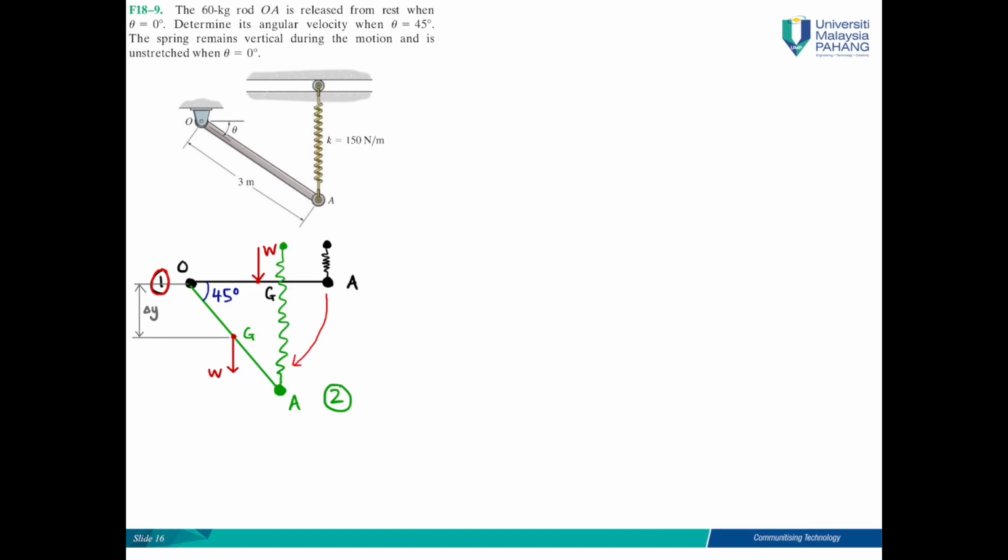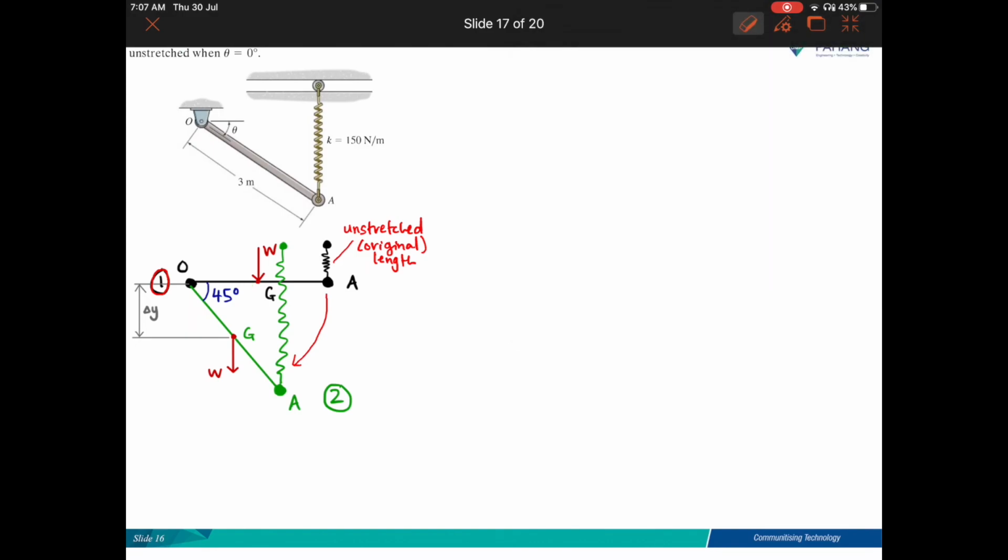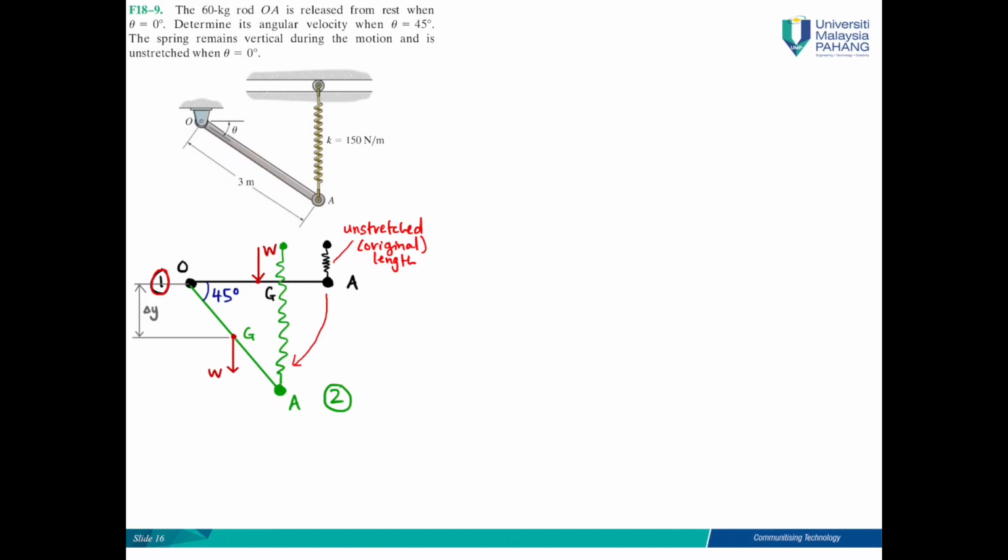And it says that initially at theta equals 0, the spring is unstretched, right? Which means that this is the original length of the spring. Okay, so we see that there is a change of height as well, because this travels from up going down. So definitely there is a change of height involved. Therefore we have to calculate the work done by the weight. So now let's look at how we can find delta y.